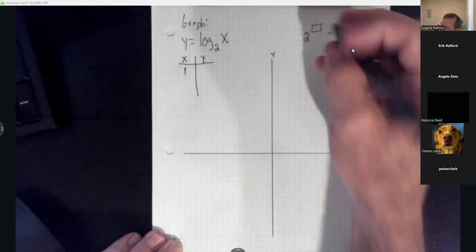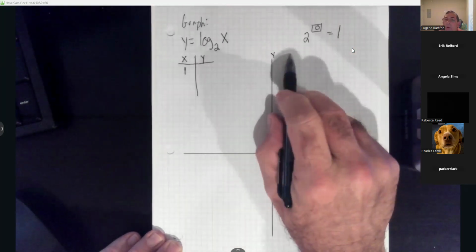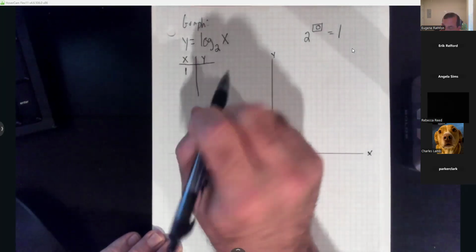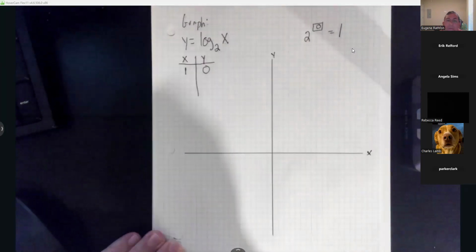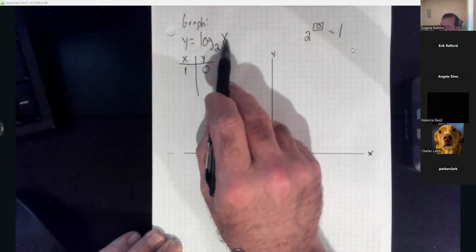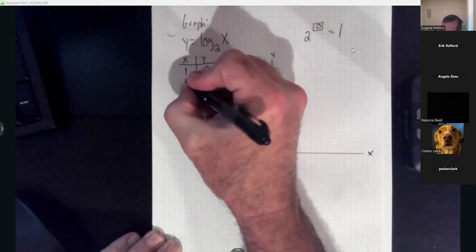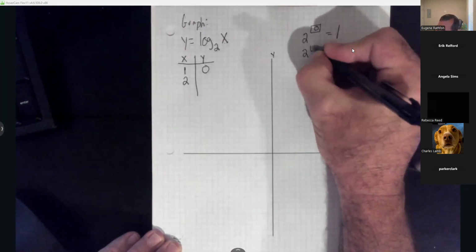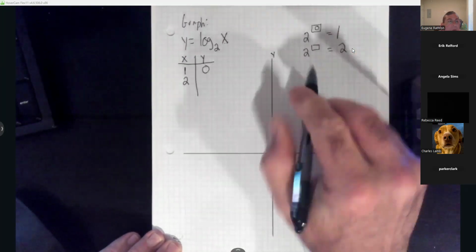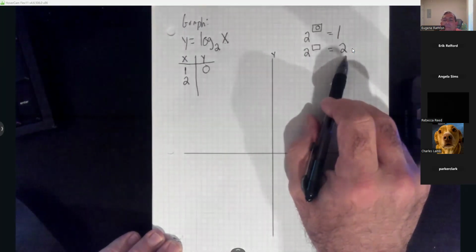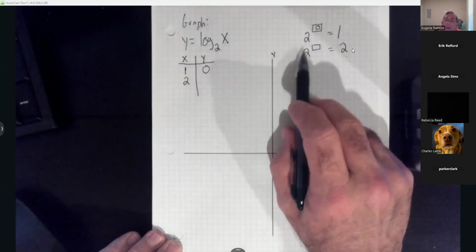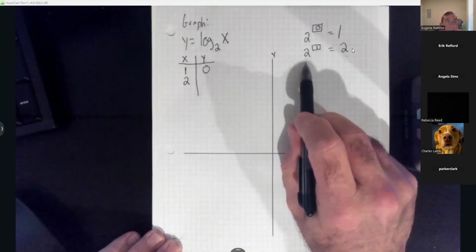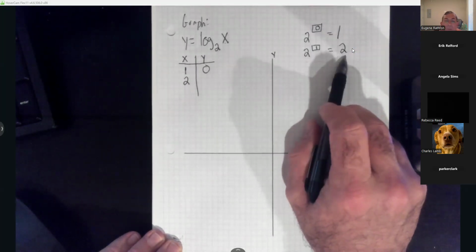Remember, any number to the 0 power is going to equal 1. So when I got a result of 1, that means the exponent has to be a 0. All right, I would pick a 2 on this. If I put a 2 here, I'm looking for the exponent that I would raise 2 to make that a 2. Well, y'all, that means this exponent would have to be a 1. 2 to the first power equals 2.